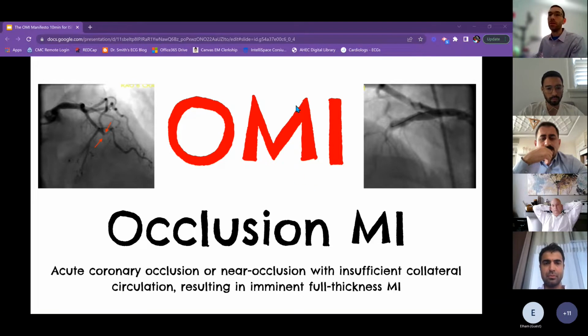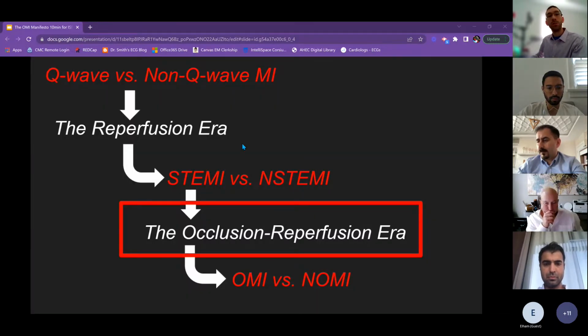OMI doesn't say anything about the ST segment. It doesn't brainwash you into thinking you can diagnose one of the most important events in all of medicine with millimeters. OMI doesn't say anything about the EKG at all, trying to remind you it's not about the EKG, it's about the pathology that's happening to the patient. So I'm suggesting that we go from the STEMI/NSTEMI paradigm to OMI versus NOMI.